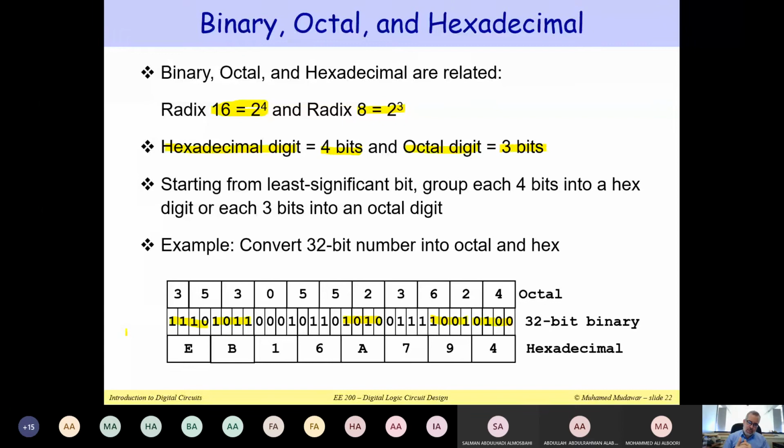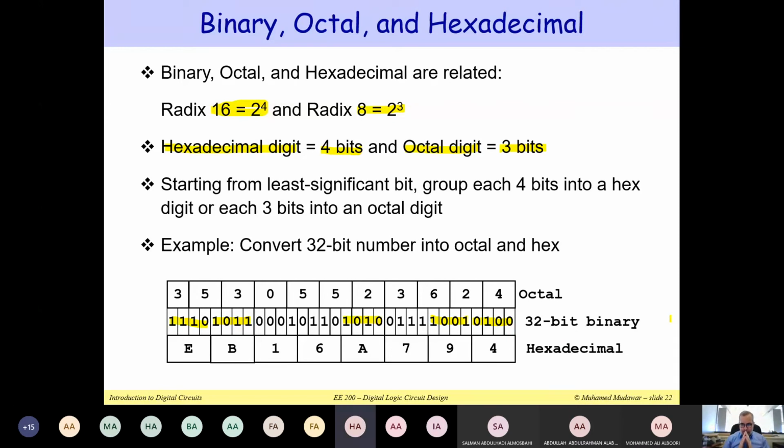You can see here I have 32 bits in binary, but these are only 8 digits in hexadecimal, only 8. They were 32 bits in binary, but they are actually only 8 digits in hexadecimal because every 4 bits will be just 1 digit in hexadecimal. Is this clear?